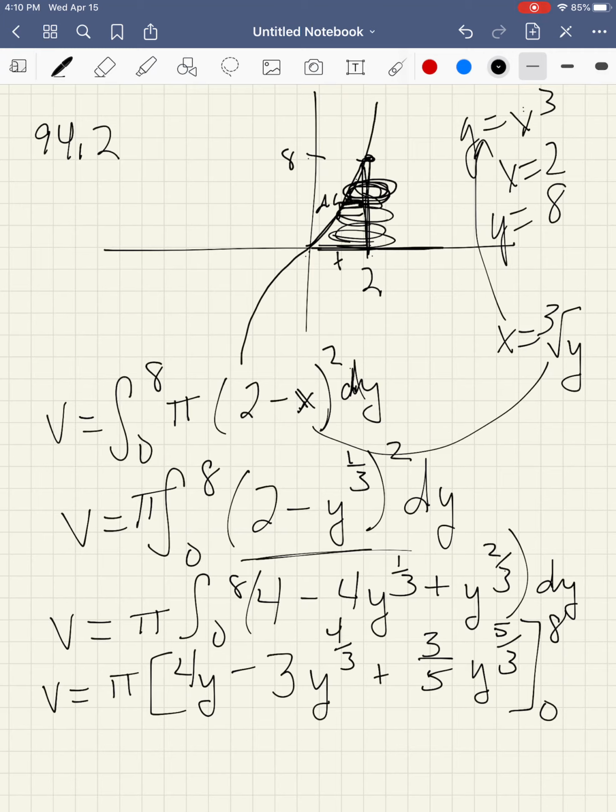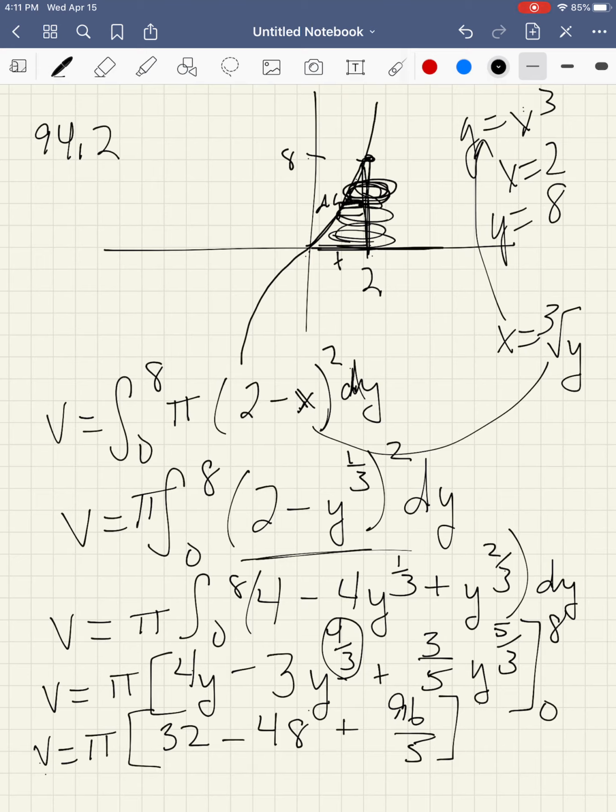Okay, well, again, if we plug in 0 here, that'll be 0, 0, and 0, so we don't have to mess with the 0. It's just going to be pi times 4 times 8 would be 32, minus, right here, cube root of 8 is 2, to the 4th power would be 16. 16 times 3 would be minus 48, plus, again, the cube root of 8 is 2, to the 5th is 32. And 32 times 3/5 would be 96 fifths, if I did that right.